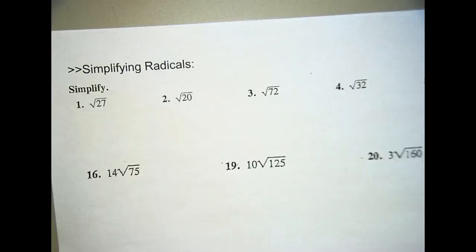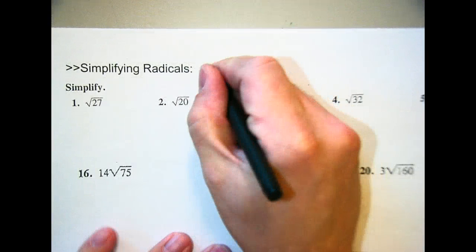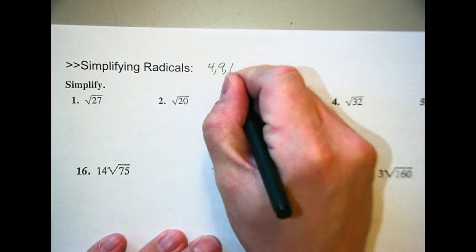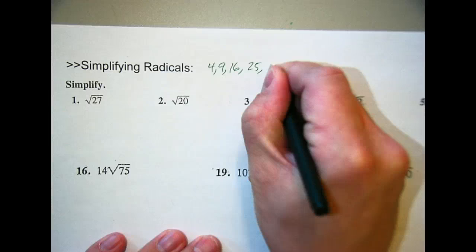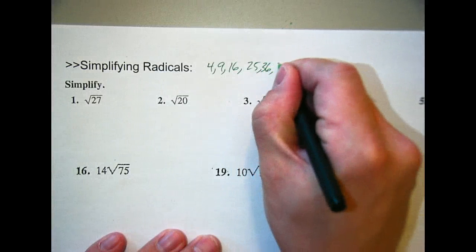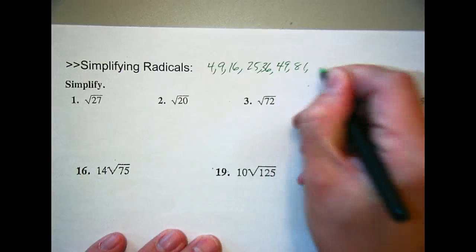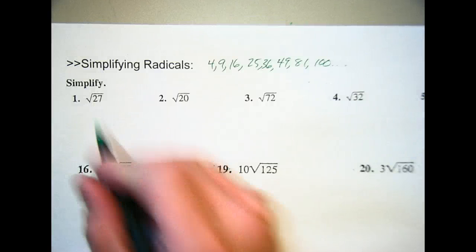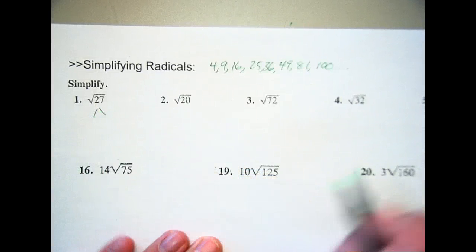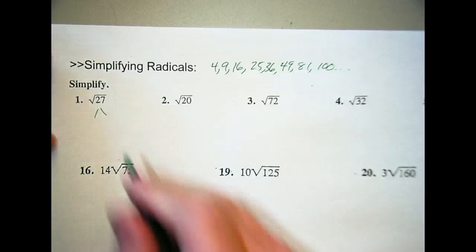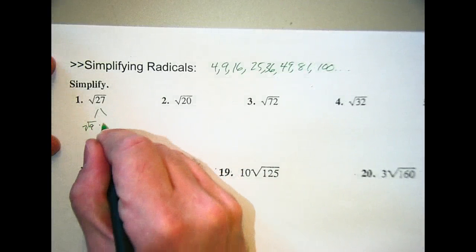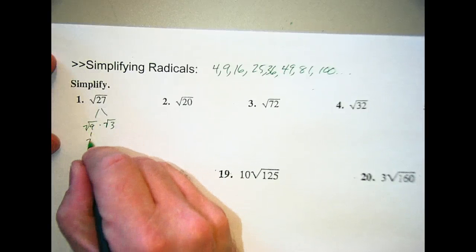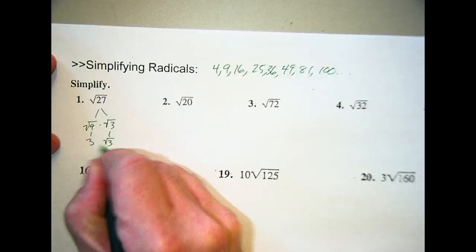Okay, for those of you struggling with this, it'll be good for you to write down your perfect squares at the top of your paper, excluding 1. 3 times 3, 4 times 4, 5 times 5, 6 times 6, and so on, at least out to 100. And then when you're simplifying root 27, the perfect square that goes into 27 is what? 9. So we get root 9 times root 3, which is, root 9 is 3, so 3 root 3.